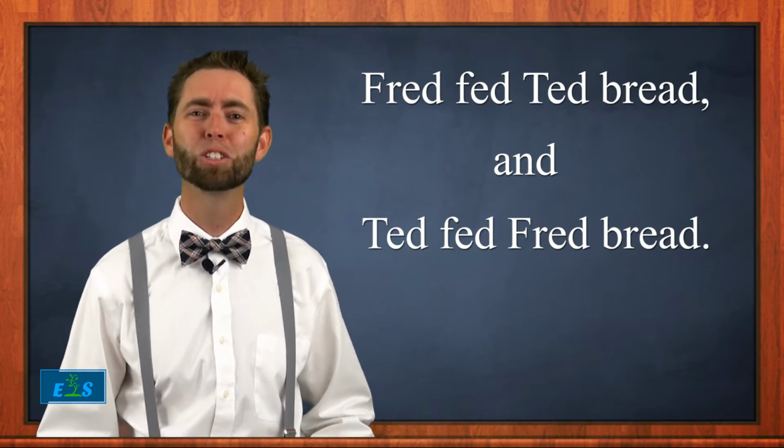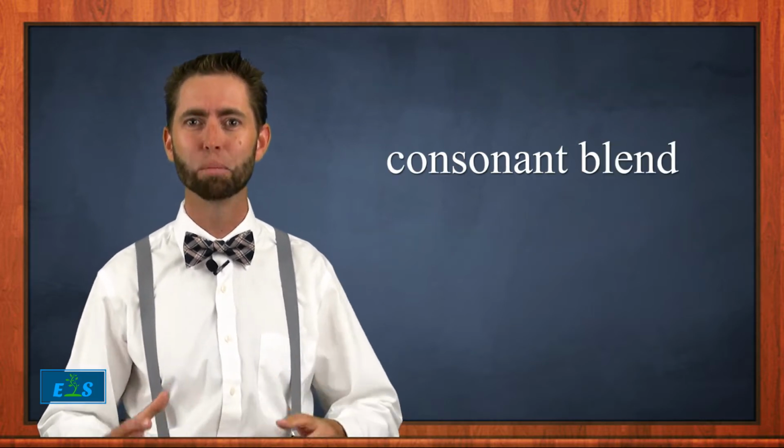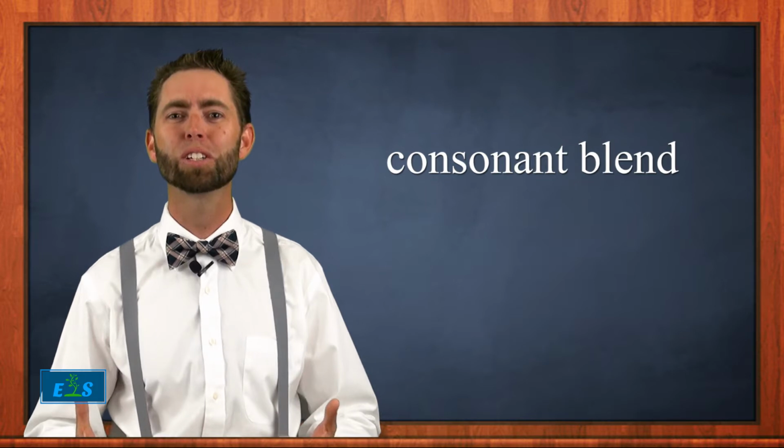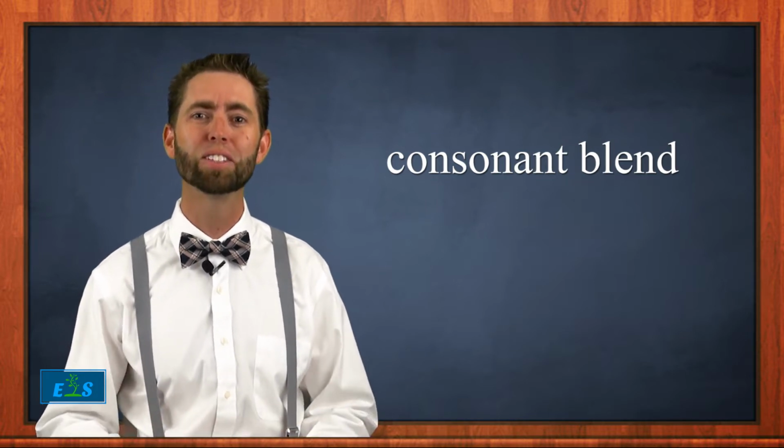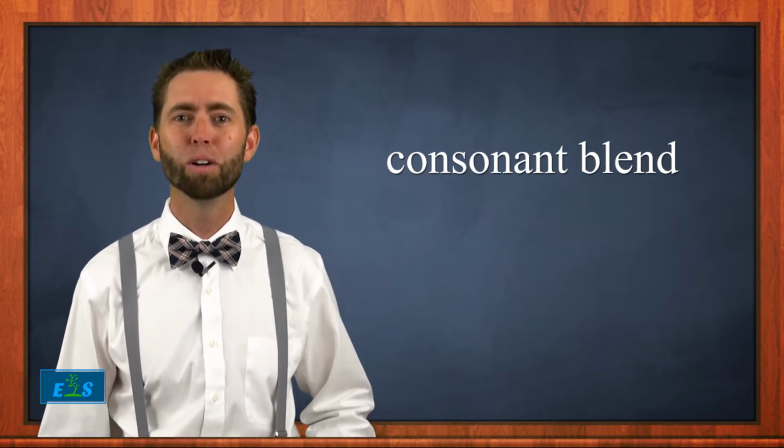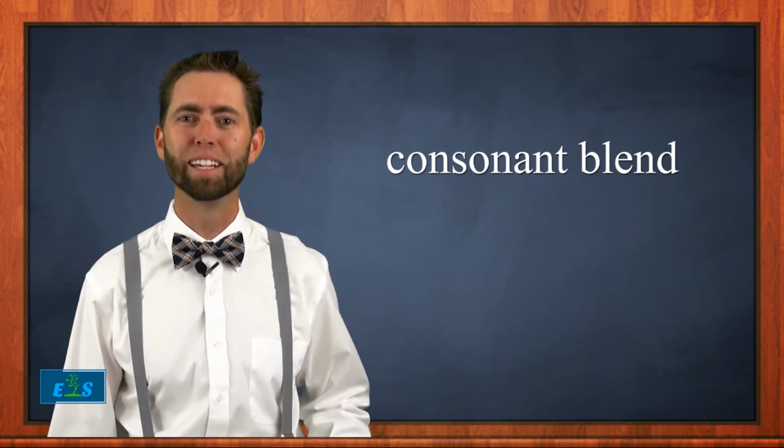But this illustrates a point called a consonant blend. It's a big fancy term for what's going on in this tongue twister. Okay, we're going to focus on three consonants: the letter F, the letter R, and the letter B. And we're going to break this big tongue twister down into more manageable chunks, and then we're going to combine it.